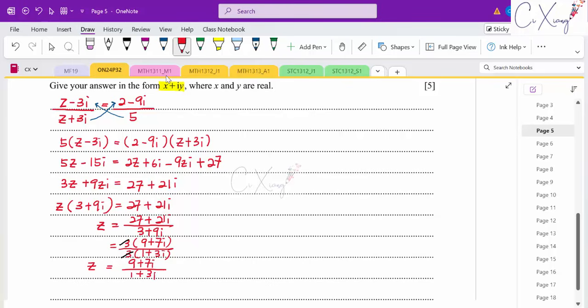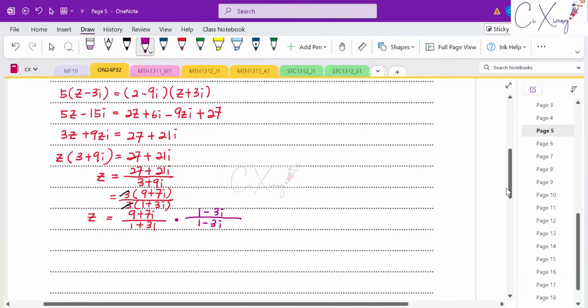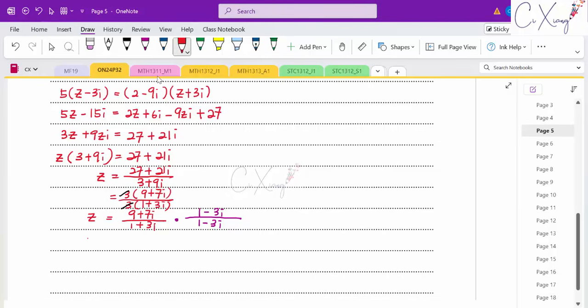This is the z. But we usually can't keep it in this fraction with complex number at the denominator, right? So what we're going to do is, we have to rationalize it in this case, so that I will get the z in the proper form of x plus yi. Okay, so I rationalize it. So I have to multiply 1 minus 3i top and bottom. Then I try to simplify my expression here and get the z.